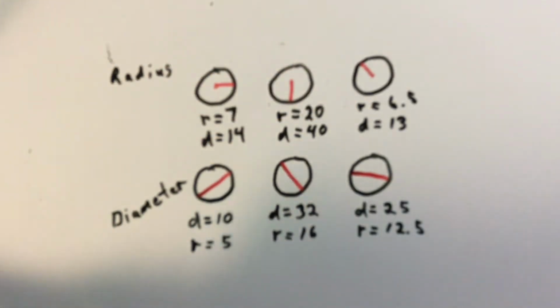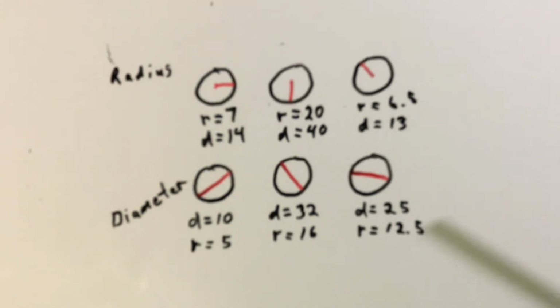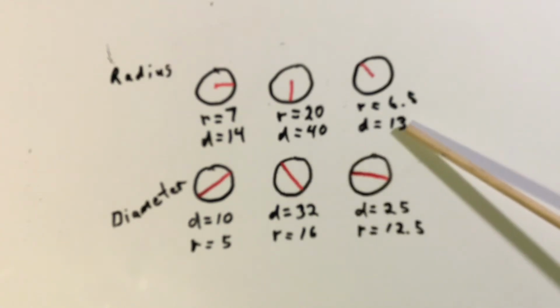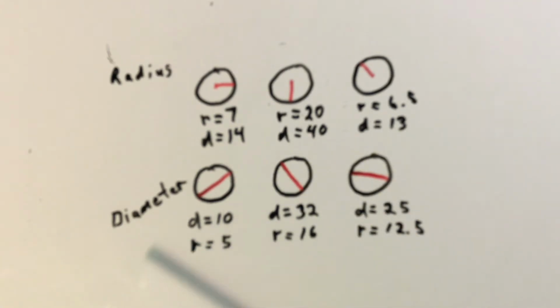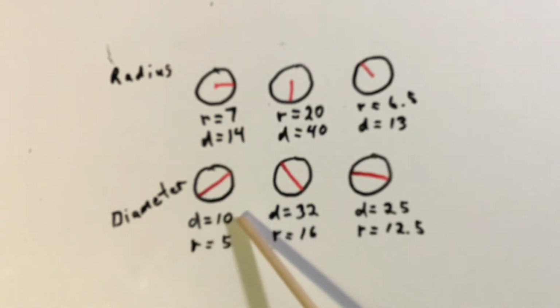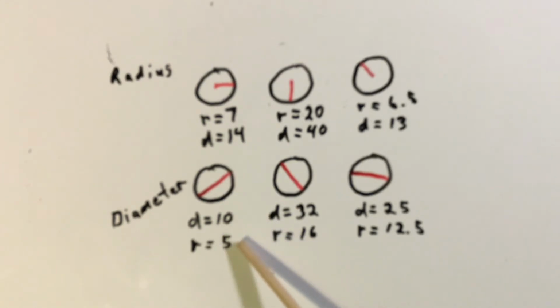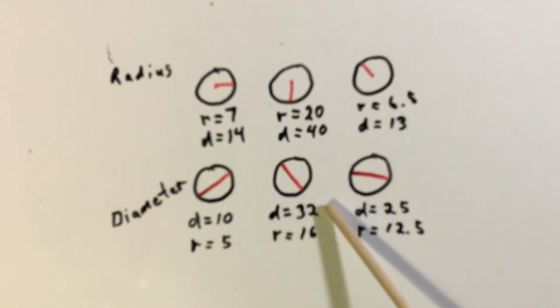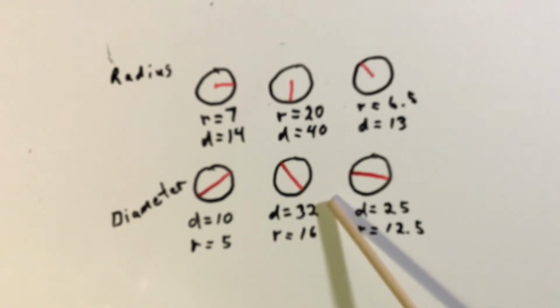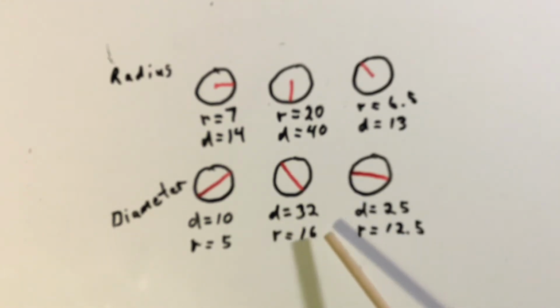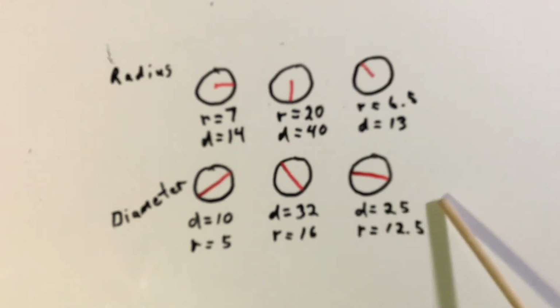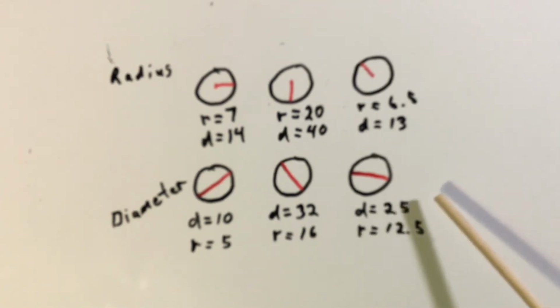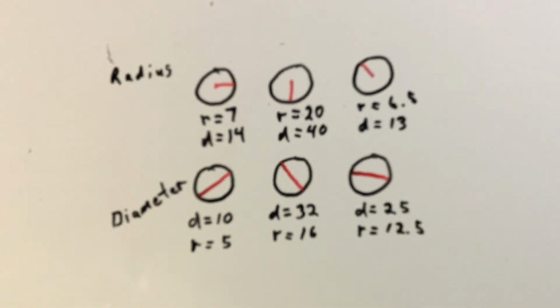In this one, they tell me the radius is 6.5. So if I multiply 6.5 times 2, I get 13. Therefore, my diameter is 13. What about if they give me the diameter? So if my diameter is 10, well, my radius has to be half of 10, which would be 5. Here's my diameter being 32. If my diameter is 32, my radius would be 16. And here's the final example. If my diameter is 25, then my radius is half of that, which would be 12 and 5/10.